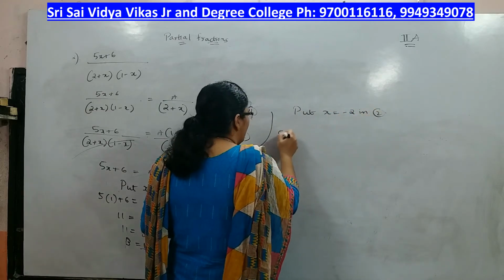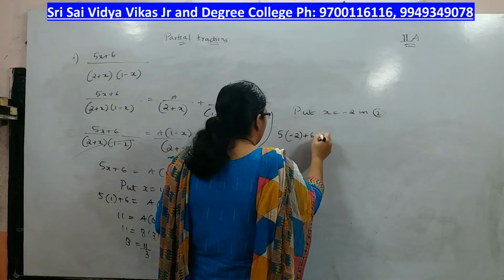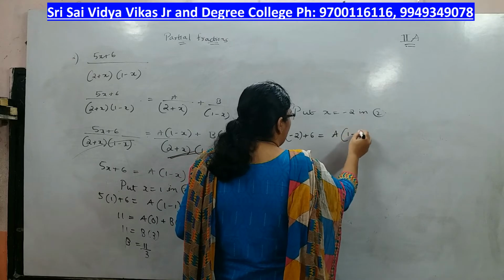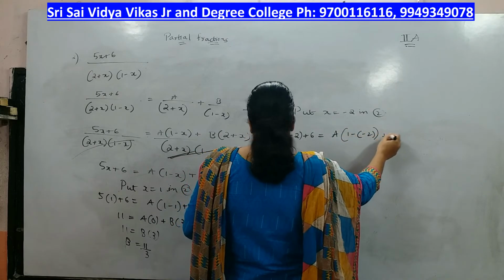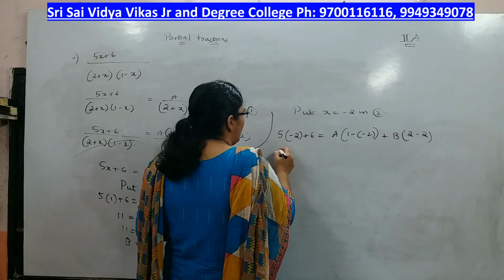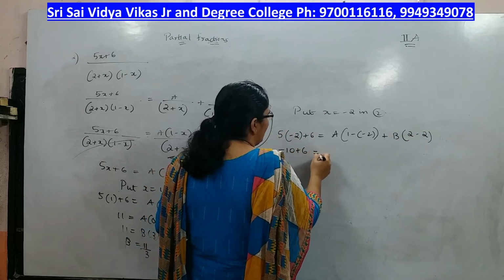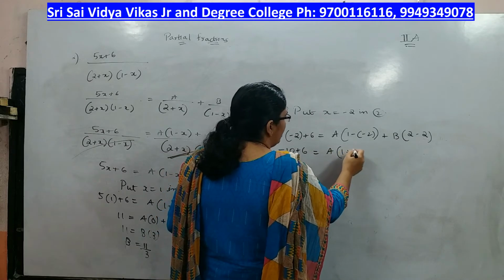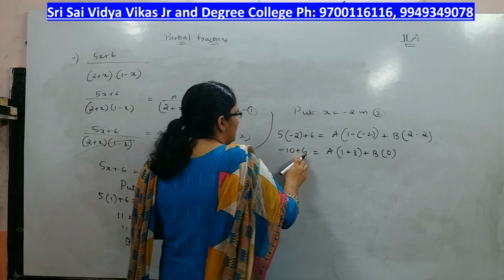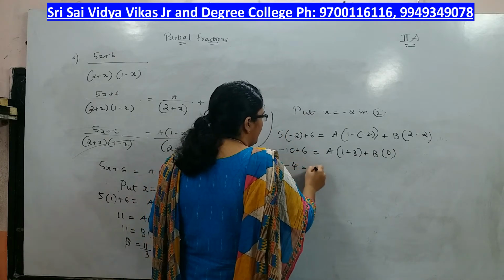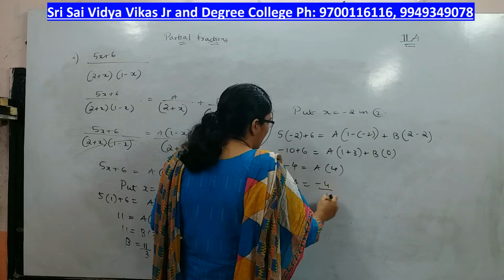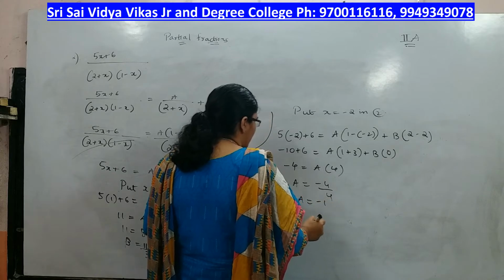What do you get? 5 into minus 2 plus 6 is equal to a into 1 minus of minus 2 plus b into 2 minus 2. 5 into minus 2 is minus 10, plus 6, is equal to a into 1 plus 3, plus b into 0. 6 minus 10 is minus 4, is equal to a into 4. A is equal to minus 4 by 4. A value is equal to minus 1.